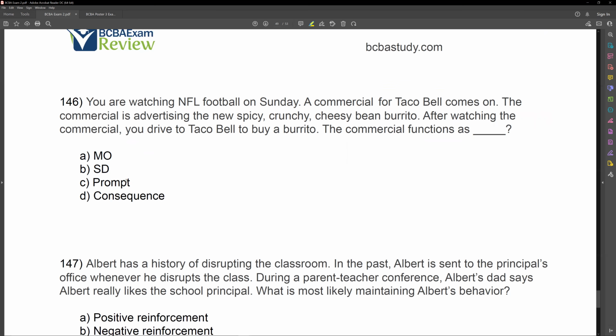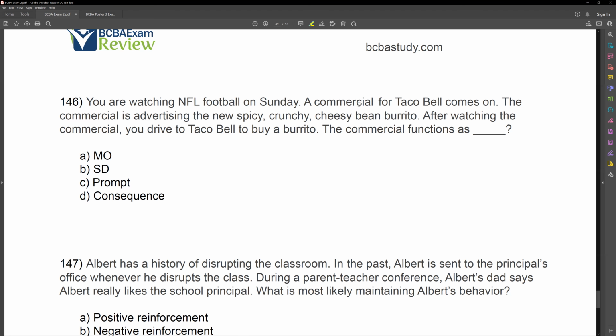Did it encourage you to buy the Taco Bell after the Taco Bell was already available, or was it a consequence? Well, it wasn't a consequence, right? Because it's occurring before you go to Taco Bell to buy a burrito. Be careful with the prompt. What is the SD in the situation? The SD in the situation is Taco Bell, okay? Not until you see a Taco Bell is this bean burrito available. So the prompt would have to come after you seeing Taco Bell.